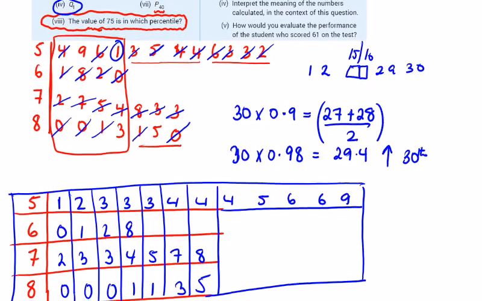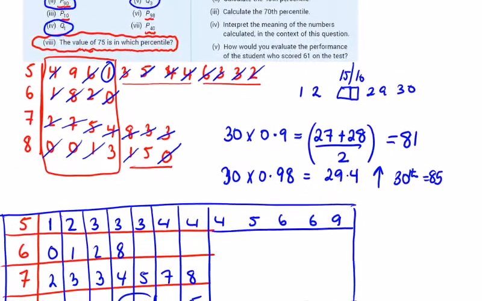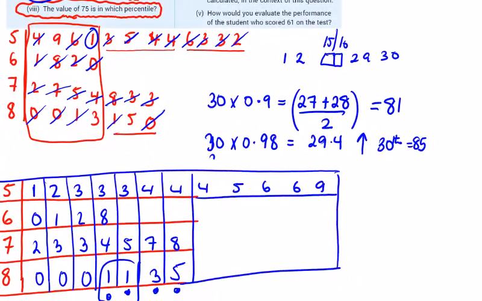So let's have a look at these two to begin with. The 27th and 28th. Well, we have 30, 29, 28, 27. So we're taking the average of two 81s. So the 90th percentile is going to be 81. This one has to be the top grade, 85. Any other Ps? P90, P98, P40, and P10.